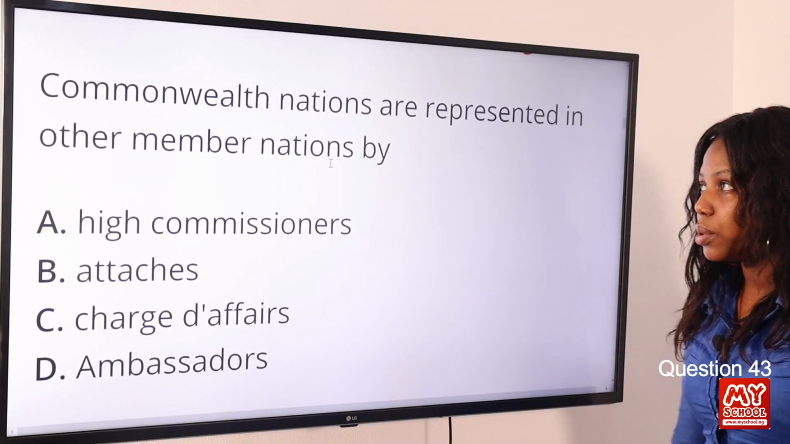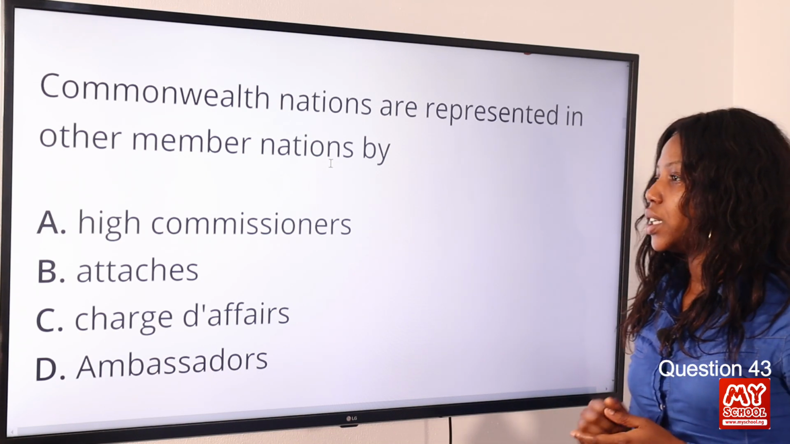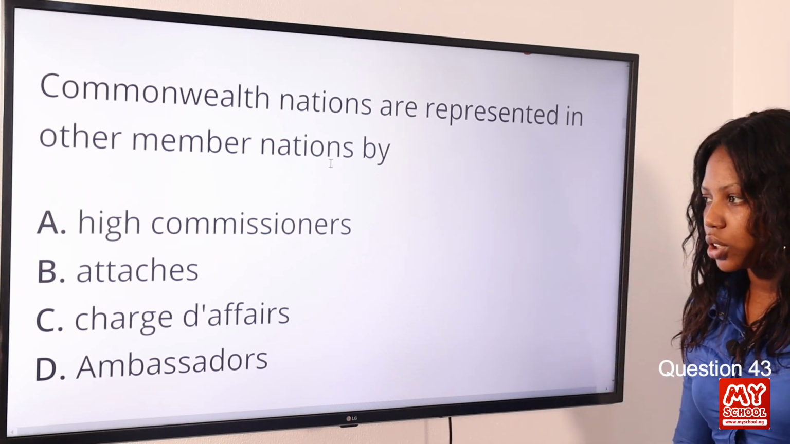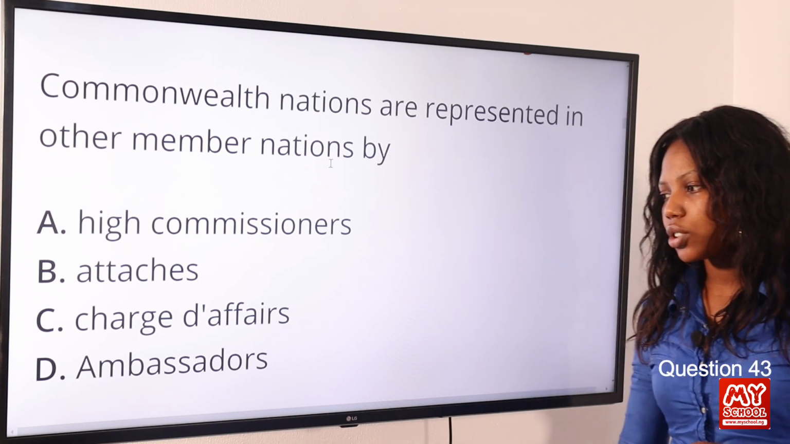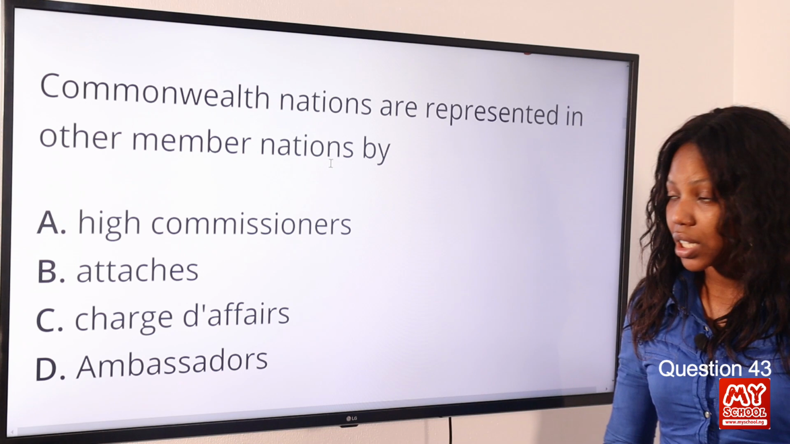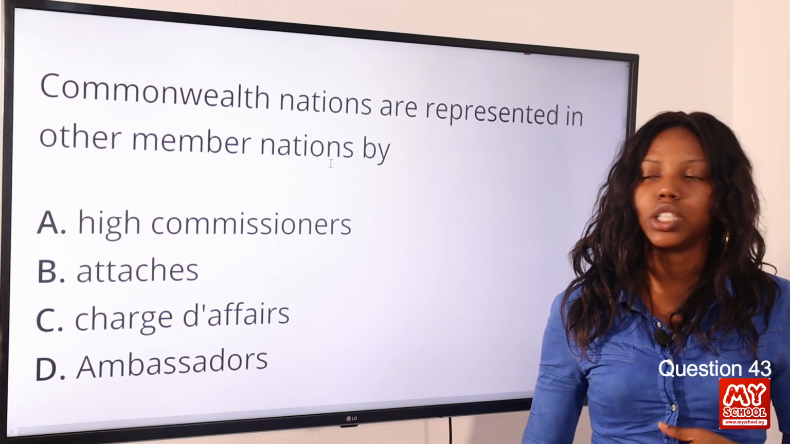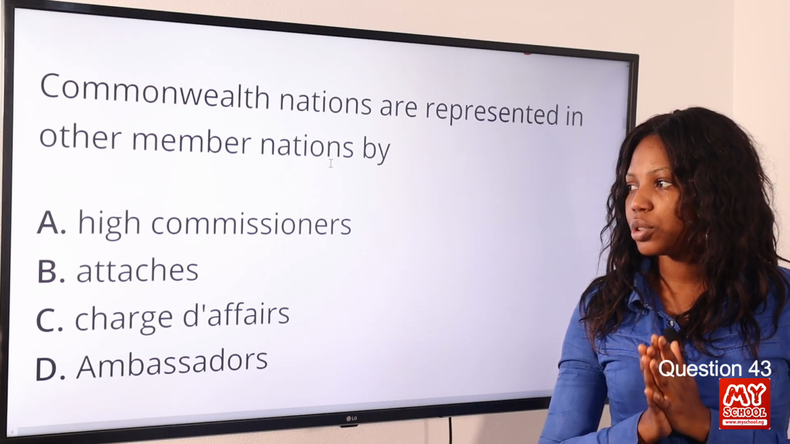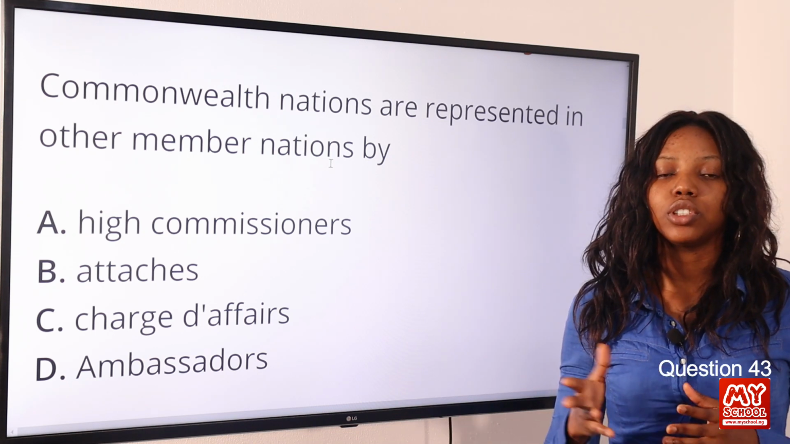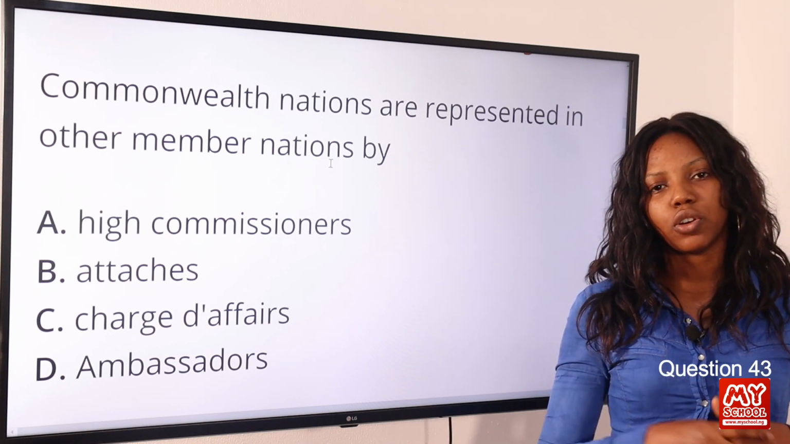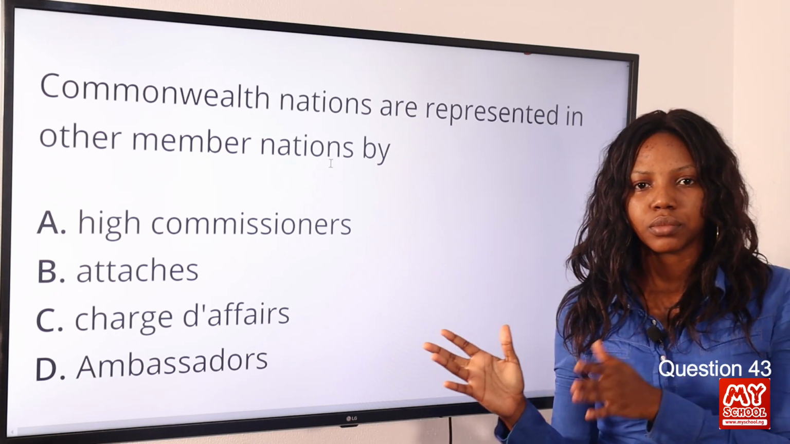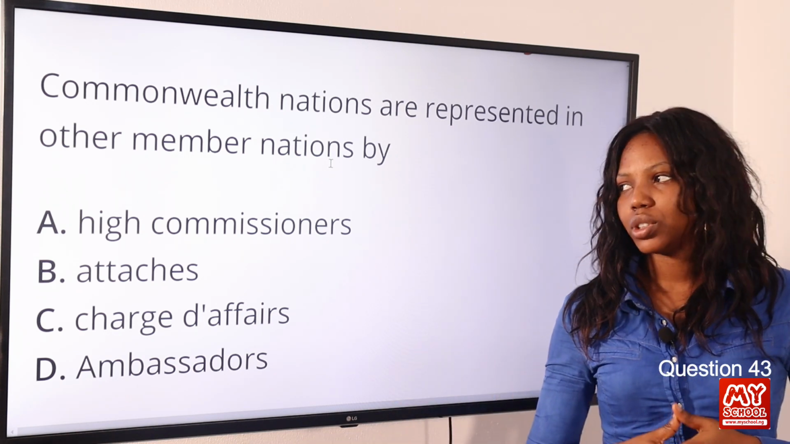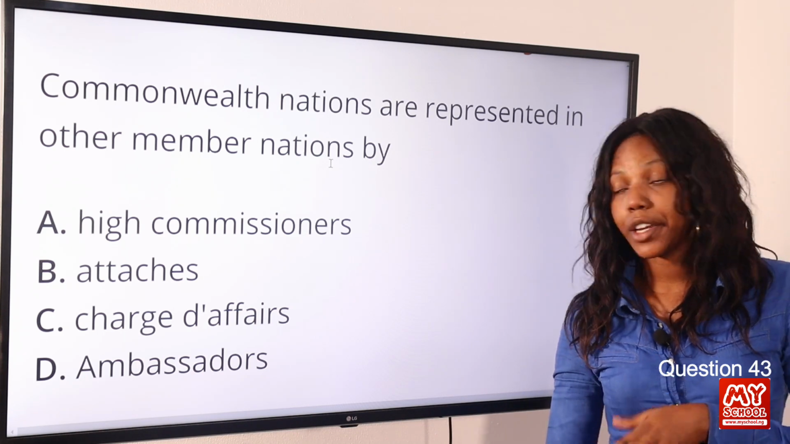Question 43. Commonwealth nations are represented in other member nations by option A, High Commissioners, option B, attachés, option C, chargé d'affaires, option D, ambassadors. The answer to this question is option A, High Commissioners. High Commissioners is the title for senior diplomats who are in charge of the diplomatic mission of one Commonwealth government to another. So the answer to this question is option A, High Commissioners.